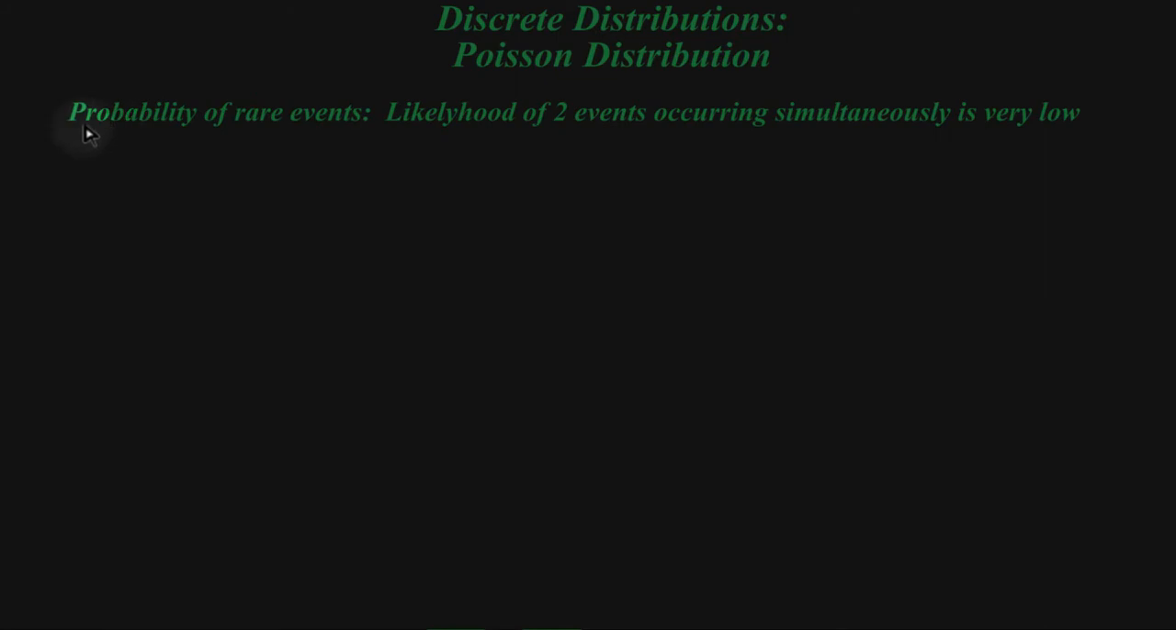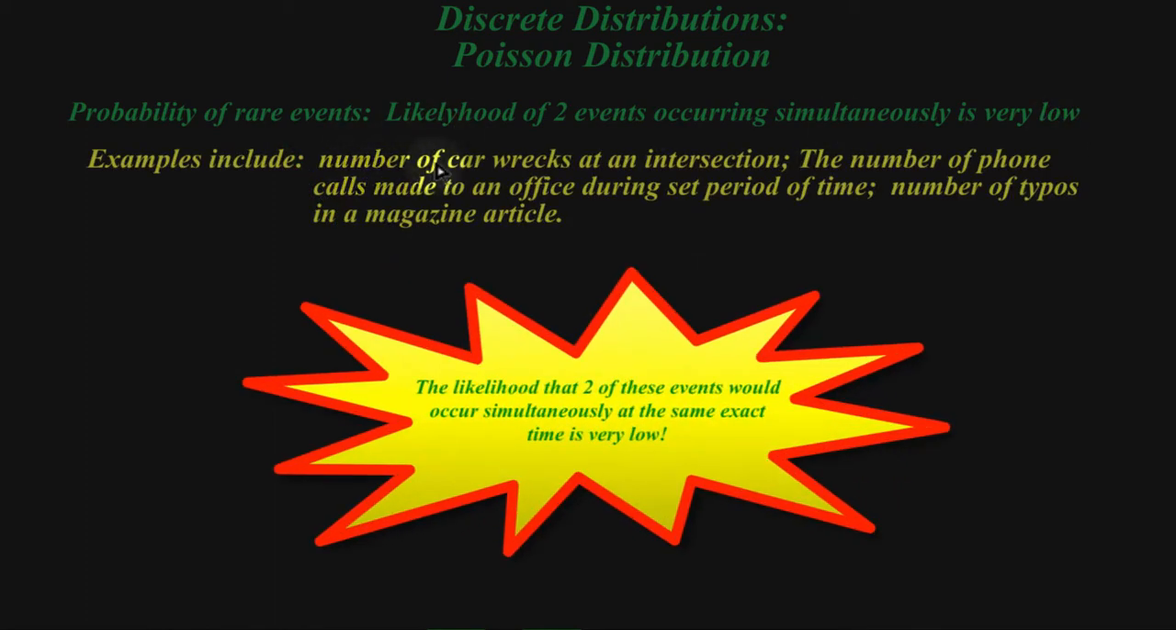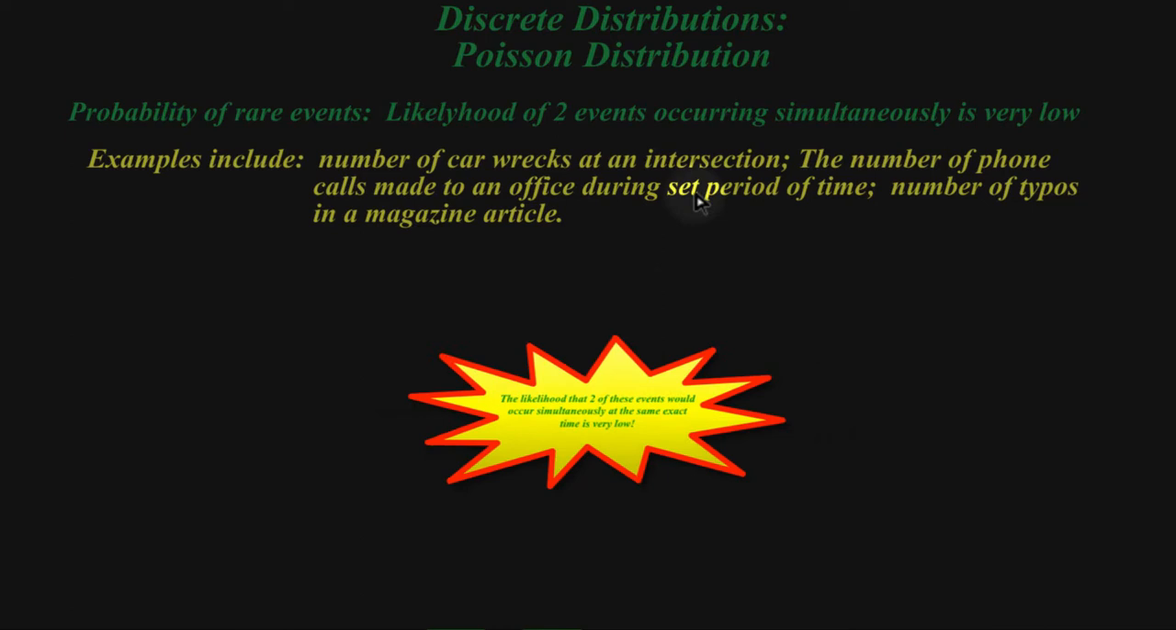Today we're going to be discussing the concept of a discrete distribution, specifically the Poisson distribution. Poisson distributions deal with the probability of rare events. The likelihood of two events occurring simultaneously is very low in these distributions. Some examples you might see are the number of car wrecks at a busy intersection, the number of phone calls made to an office during a set interval of time, the number of typos in a magazine article. These all have low probabilities of occurring.